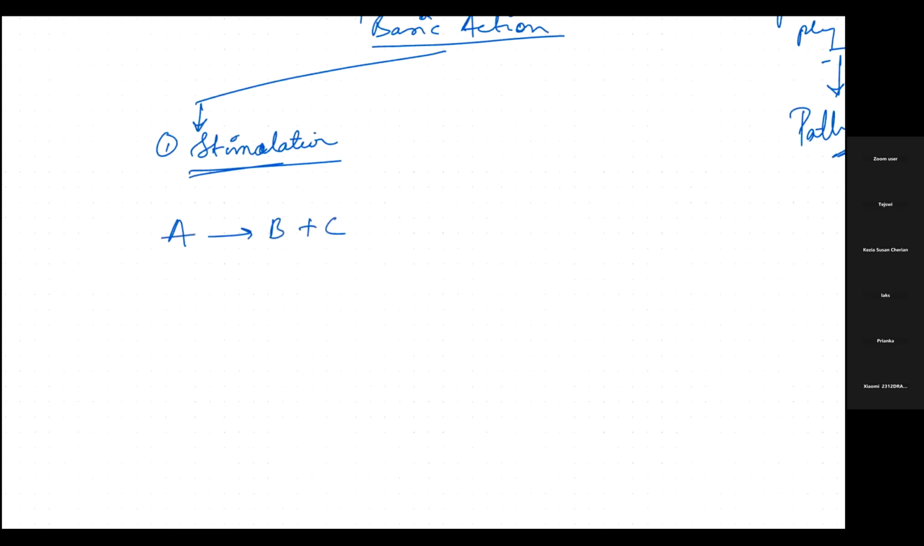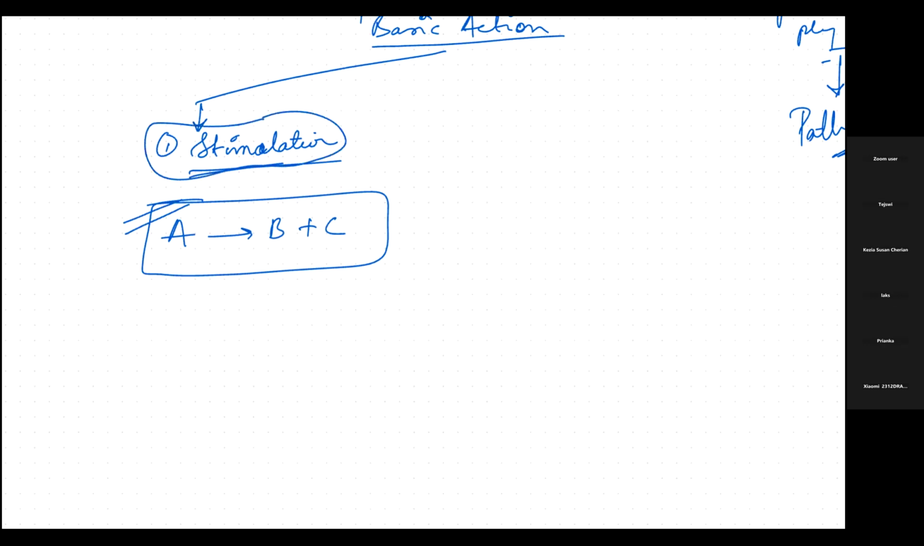This is a very simple reaction, where A is getting broken down into B plus C. So what will a stimulator drug do? If I'm giving any drug which is acting as a stimulator, it will promote or enhance the activity of this particular action. Let's suppose in my body this particular reaction is going on, then it will just be enhancing it.